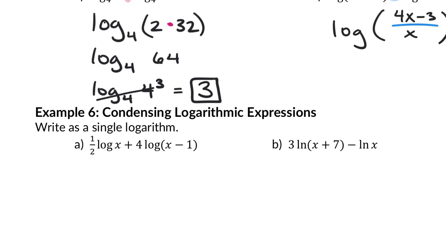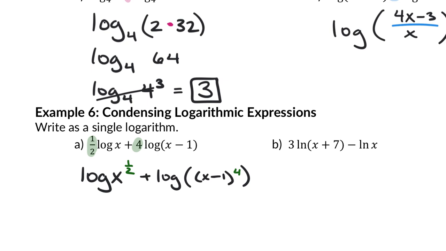I see automatically that we have these numbers in front of the logarithms. Where can I put those numbers? As exponents. So we're going to toss them back there as exponents. This is going to be log of x to the 1/2 plus log of, and then I'm going to have to double parentheses here, x minus 1 to the 4th power is what's being argued, is the argument.